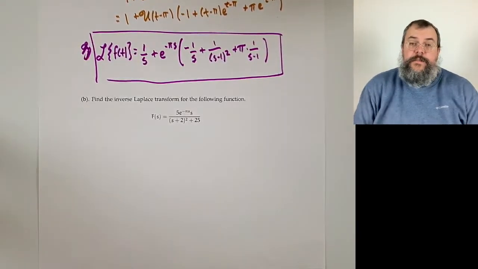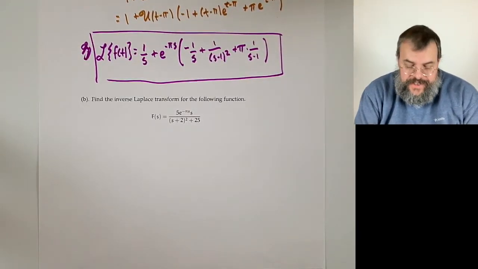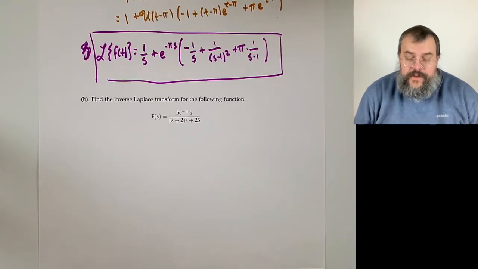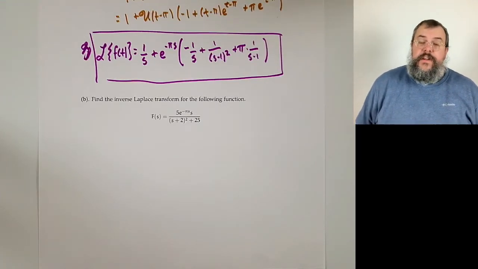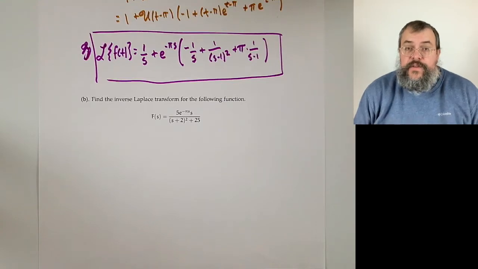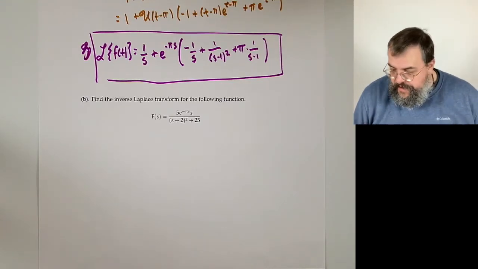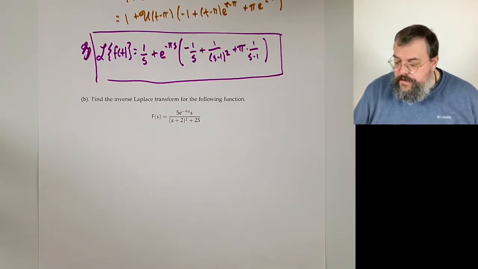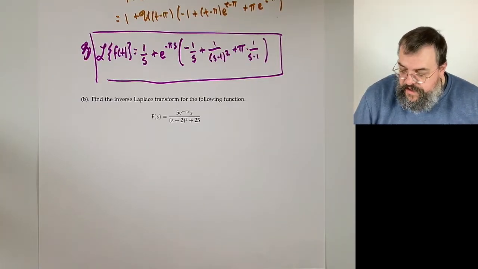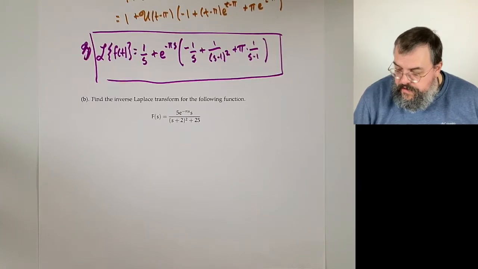All right, part B. Find the inverse Laplace transform for the following function. 5 e to the minus pi s times s over s plus 2 squared plus 25. All right, great. Well, can we do it? Is it possible? Yeah, it's possible. It's very possible.